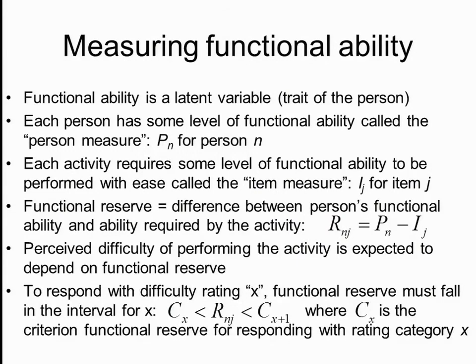And then to respond with a particular rating category, and we'll use X to indicate which ordinal rating category we're responding with, functional reserve has to fall in an interval that's defined by the patient. So for the criterion, or the category threshold, which is symbolized by capital C, the functional reserve has to be greater than the category threshold to respond with category X, but it has to be less than the category threshold to respond with category X plus 1. So C is just a criterion that is set for that response category.